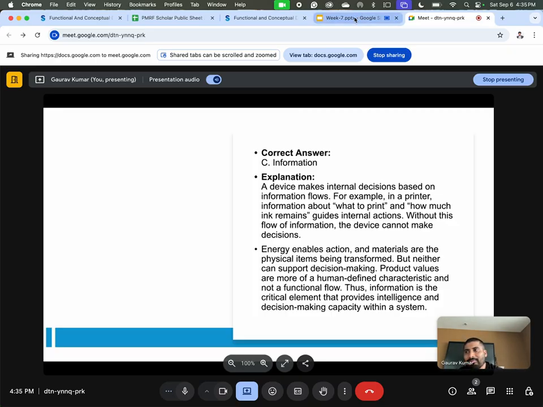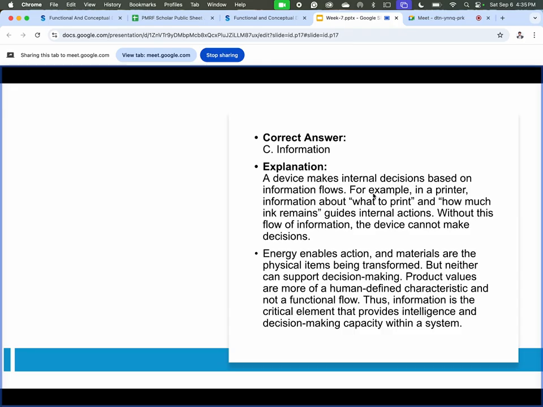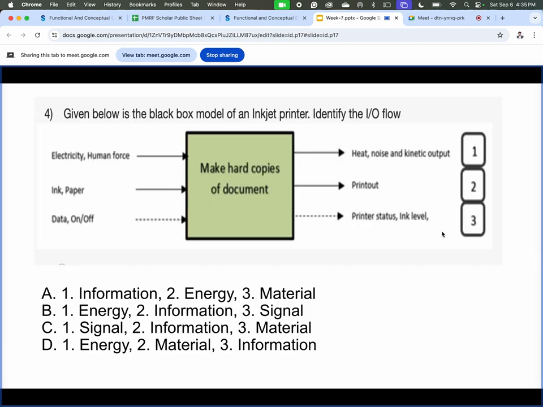Okay, so the correct answer is information. As I have written here, the device makes the internal decision based on information flow. For example, yeah, you can go through this slide. Okay, now moving towards the next question, question number 4.